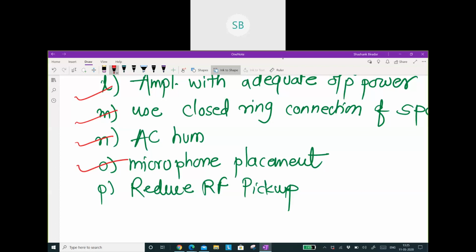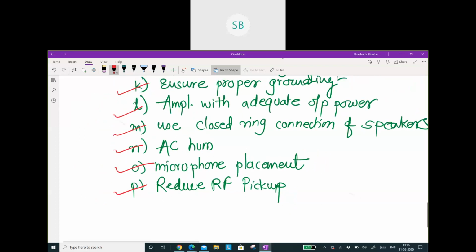The last point is to reduce RF pickup. The amplifier may pick up and detect a local radio broadcast station and RF transmissions for some reasons. Due to this, the local radio station will be heard along with the desired program. How to avoid that? By using an RF bypass capacitor at the input terminals of the amplifier, so that it can bypass the RF frequencies coming to that particular system, and the system will work smoothly.